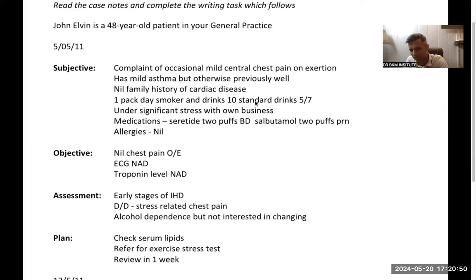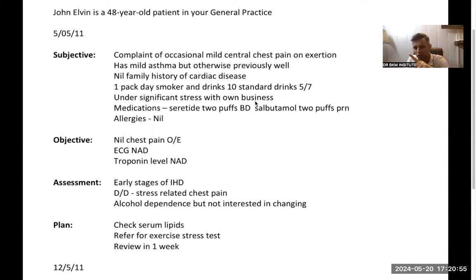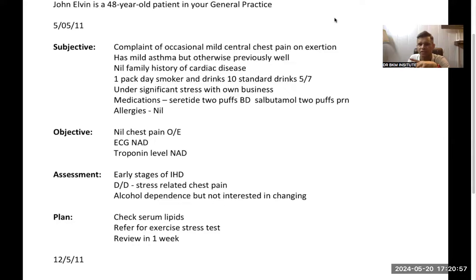Complaint of mild chest pain on 5th of May, then had mild asthma, but otherwise previously well, no family history of cardiac disease. One pack a day smoker, drinks 10 standard drinks. So this data is very important for me. I would like to at least tell that he's a person who drinks and smokes. Significant stress, so that can be the reason. Medication: Seretide 2 puffs, salbutamol 2 puffs PRN. So he already takes this. Why does he take it? Because he is having mild asthma.